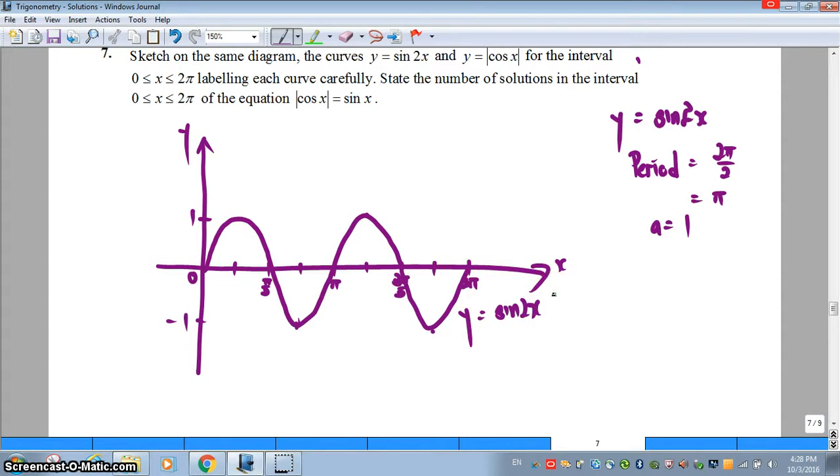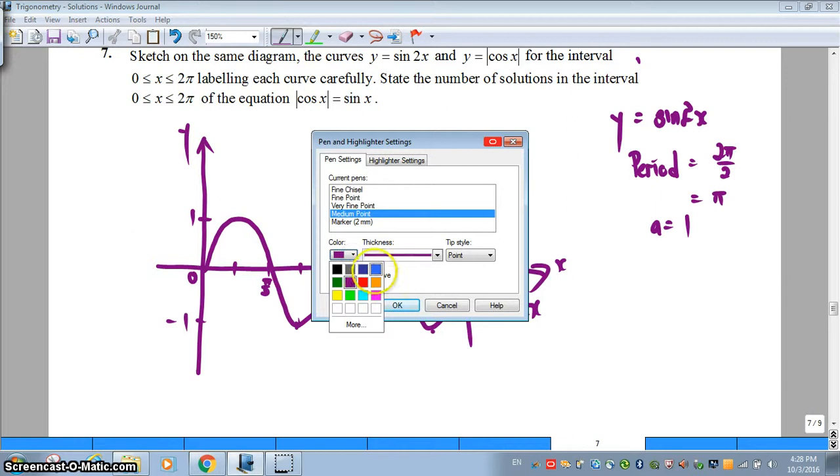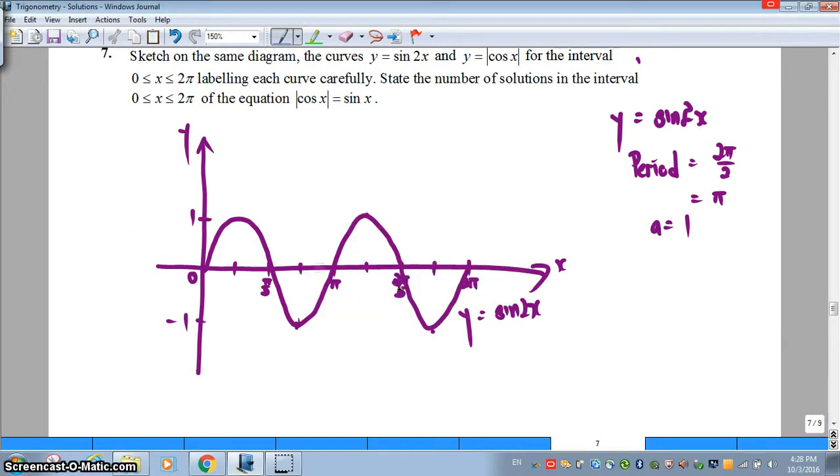Now, I'm going to attempt to draw y is equal to cosine x first before I do the modulus function, which means all the negative values will become positive. Alright? So, I'm going to use a different color. Like I say, I will not draw the modulus one first. I will draw y is equal to cosine x.